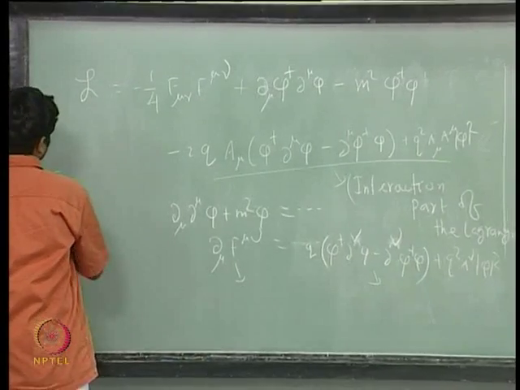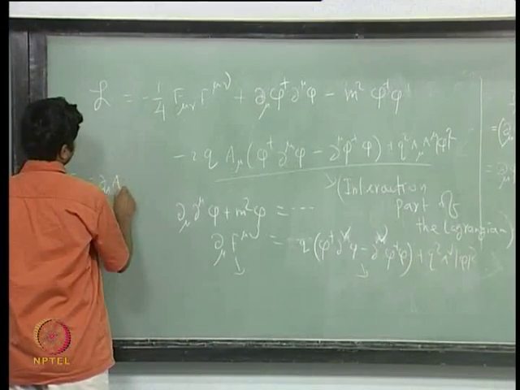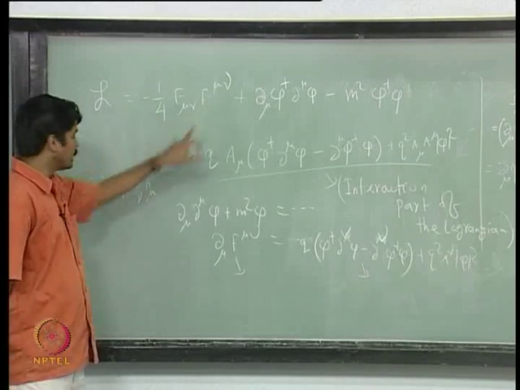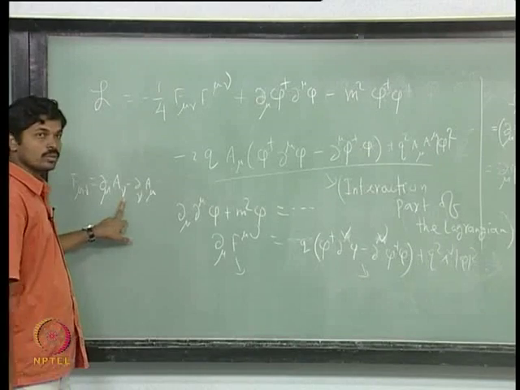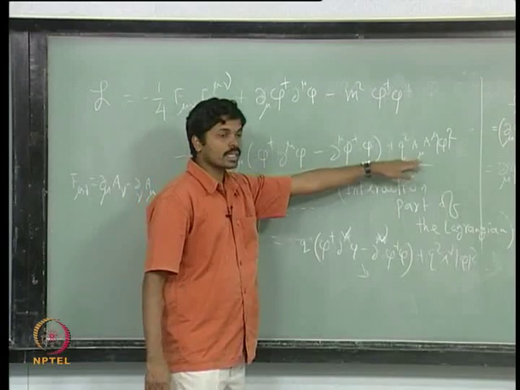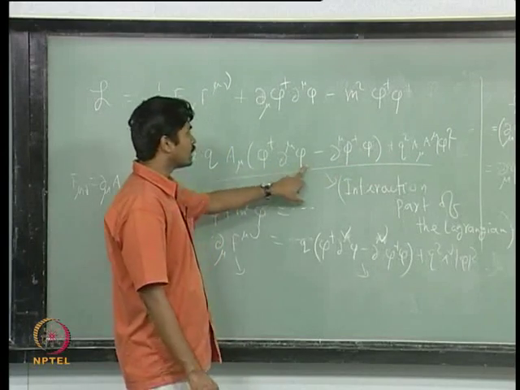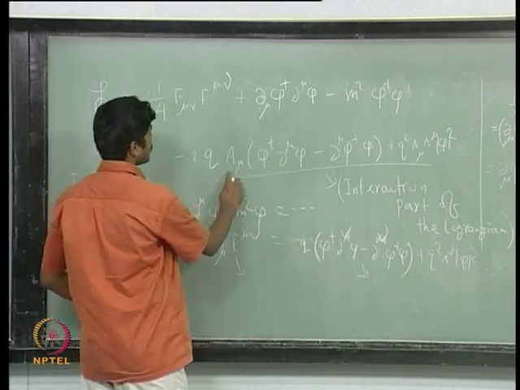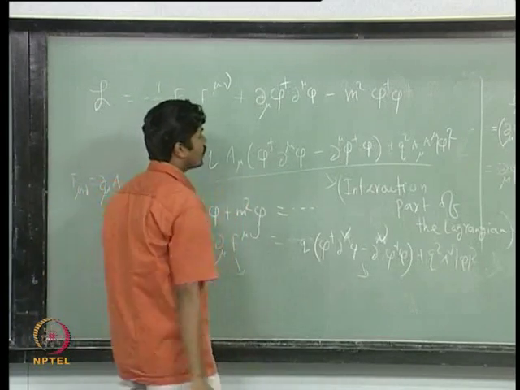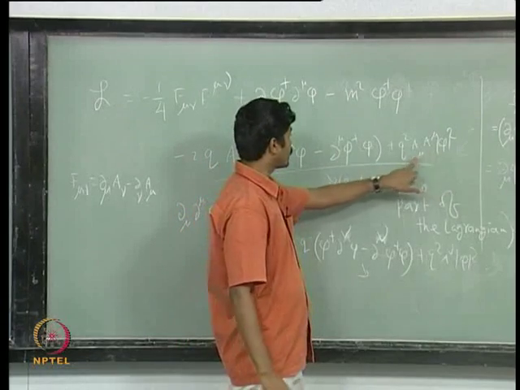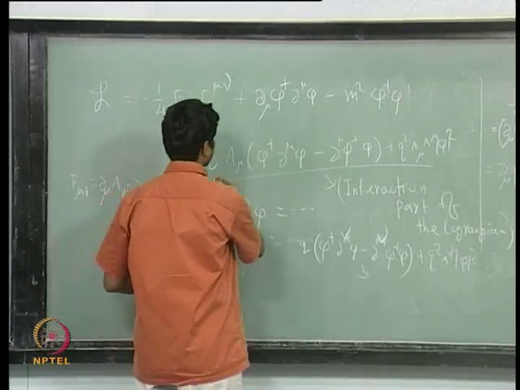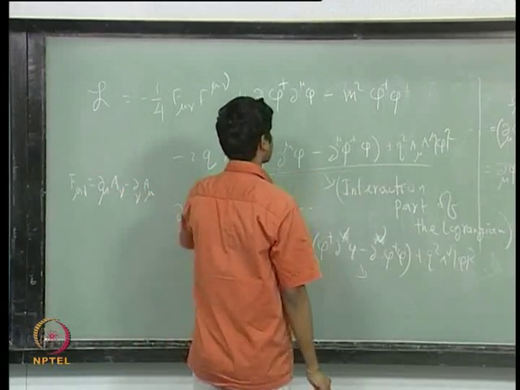mu nu, as you know, is del mu A nu minus del nu A mu. So, this term here is quadratic in del mu A nu. So, all these are quadratic terms, whereas the interacting terms are not quadratic, they are of higher order. Here this is cubic in the field because there is an A mu, there is a phi, and there is a derivative of phi. So, this is a cubic term, whereas this is a quartic term, there are 2 A mu's and there are 2 phi's. So, these interaction terms are usually higher order in the fields.